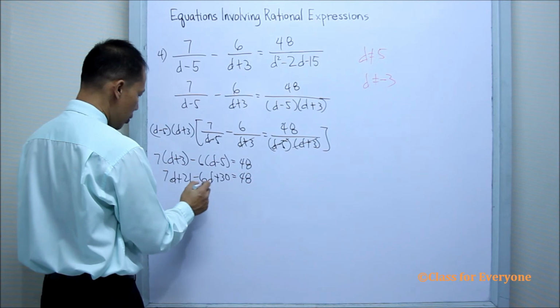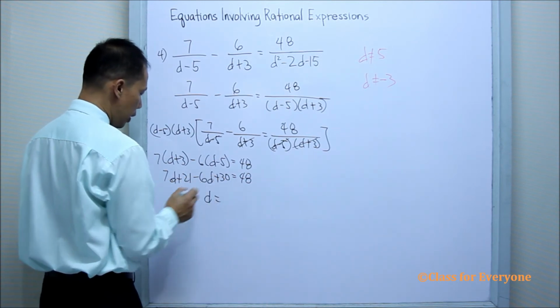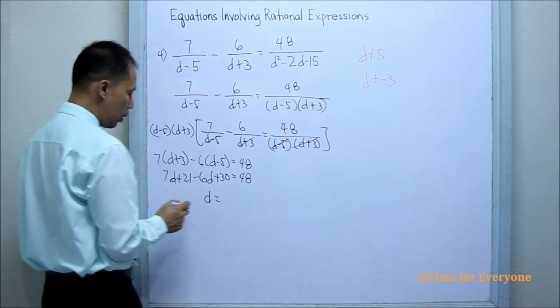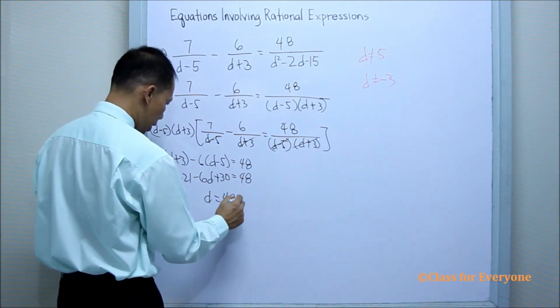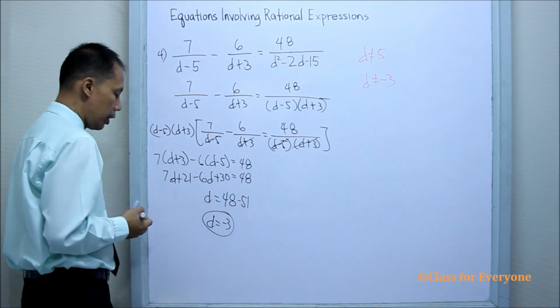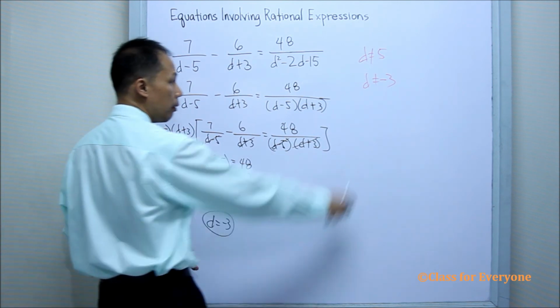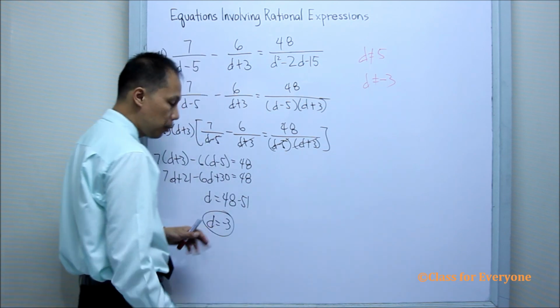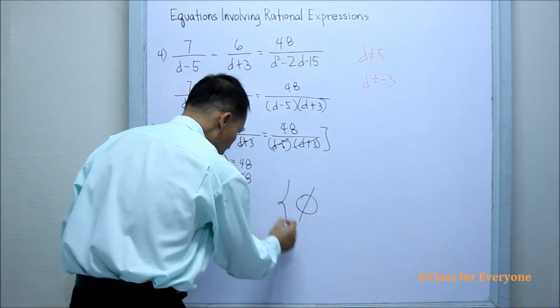7d minus 6d is d. 21 plus 30 is 51. So we have 48 minus 51. d is equal to negative 3. Our restriction is that d should not be equal to negative 3. But this is equal to negative 3. Therefore, the solution set is an empty set.